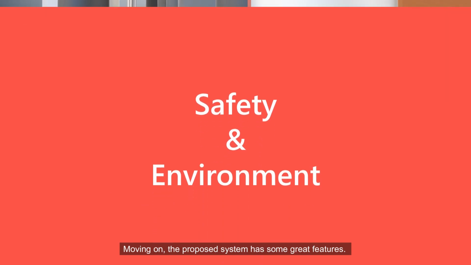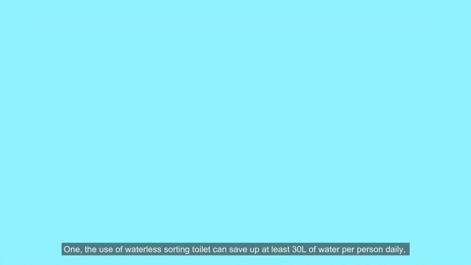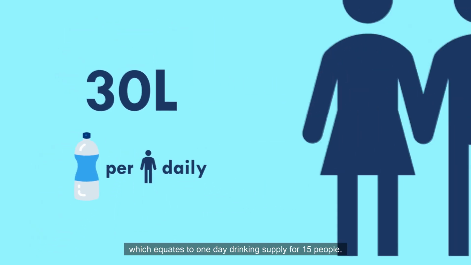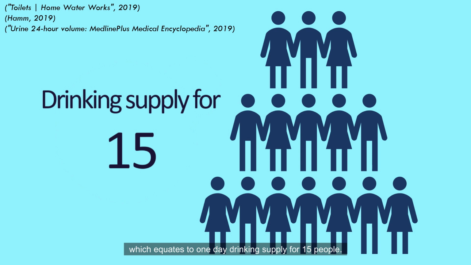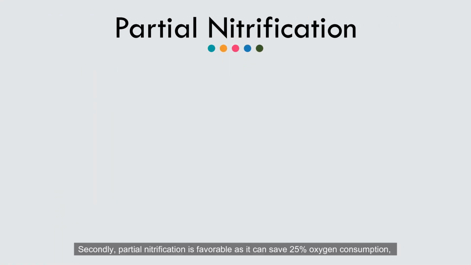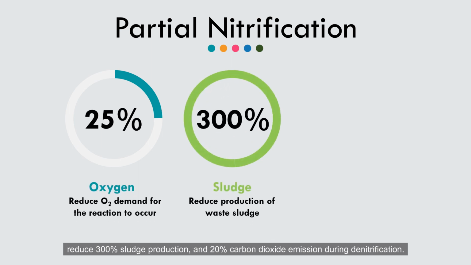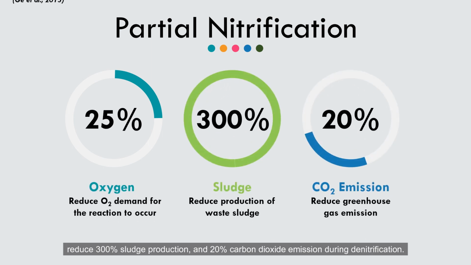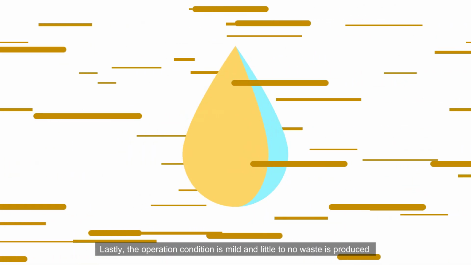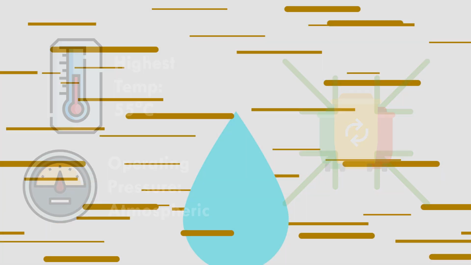Moving on, the proposed system has some great features. Firstly, the use of waterless sorting toilet can save at least 30 liters of water per person daily, which equates to 1 day drinking supply for 15 people. Secondly, partial nitrification is favorable as it can save 25% oxygen consumption, reduce 300% sludge production, and 20% carbon dioxide emission during denitrification. Lastly, the operation condition is mild and little to no waste is produced.